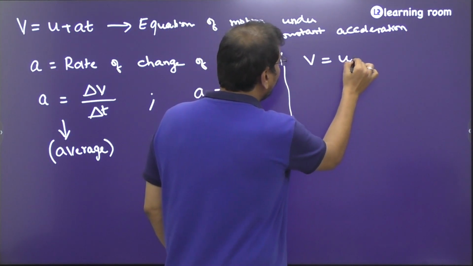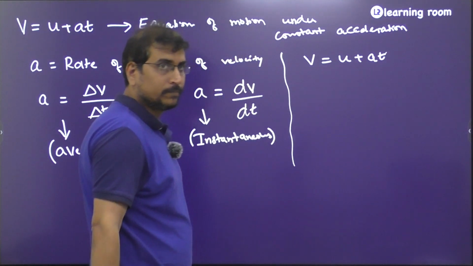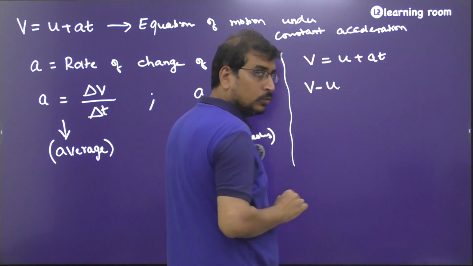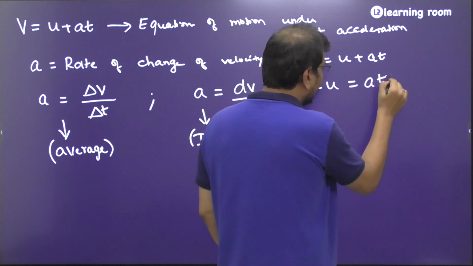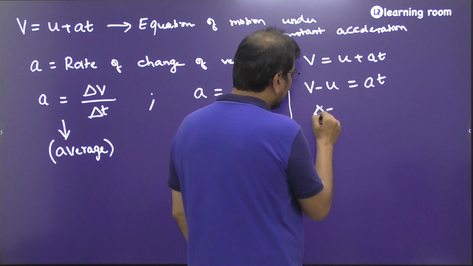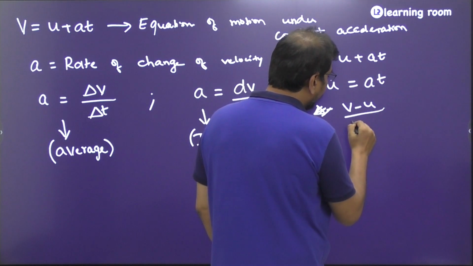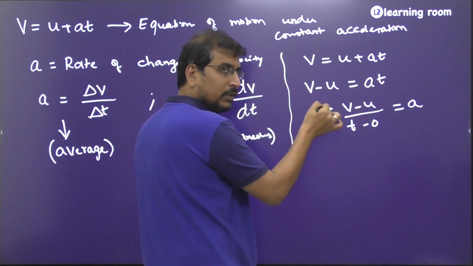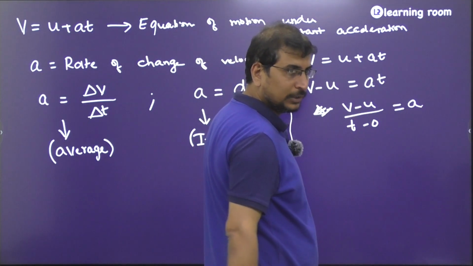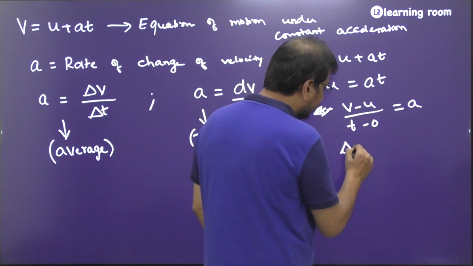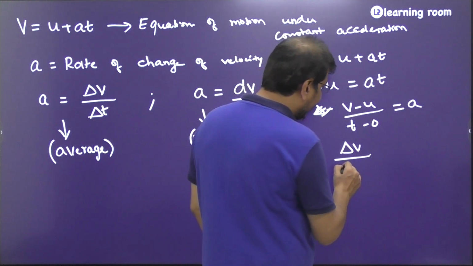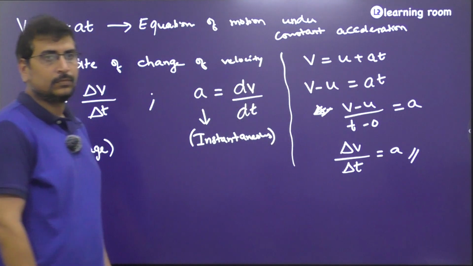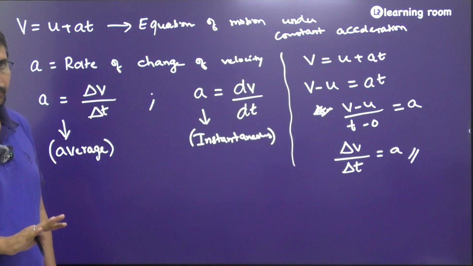So let me explain what I'm trying to say. v is equal to u plus at, right? Observe. If I bring u to the other side, then v minus u is equal to a into t. So v minus u divided by t minus 0 is equal to a. Why did I write t minus 0? I brought the t to the denominator. Instead of t, I wrote it as t minus 0. So v minus u is delta v. t minus 0 is delta t. This is what acceleration is. I just reversed the process.